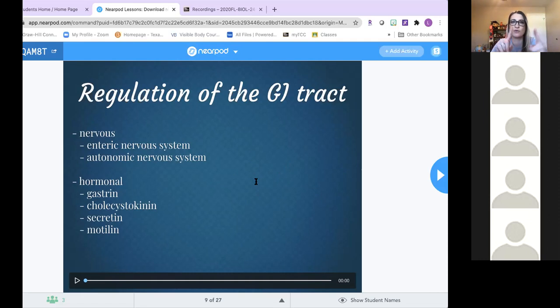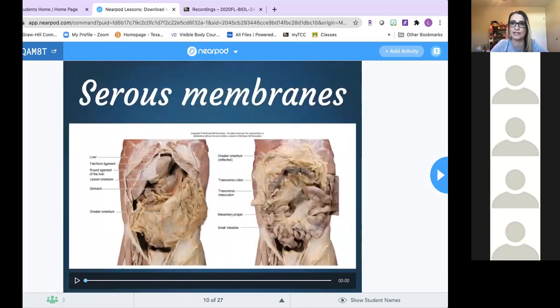Again, 4 hormones. We have gastrin, that is from the stomach. And we have the other 3, secretin, cholecystokinin, and motilin, that's from the small intestine. The secretin and cholecystokinin from the small intestine stimulate secretions from accessory glands. Motilin stimulates motility in the small intestine. Okay, so I hope that's good there. You have them listed here on the slide.